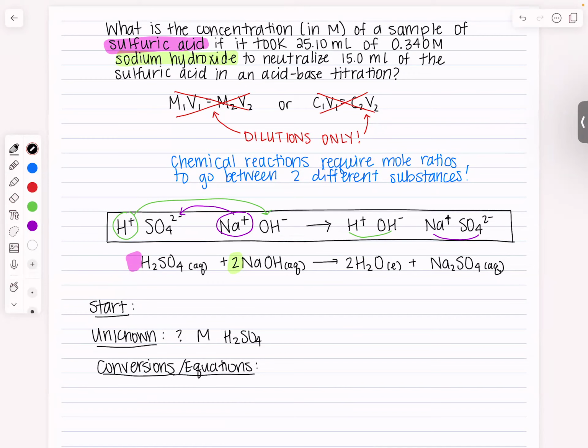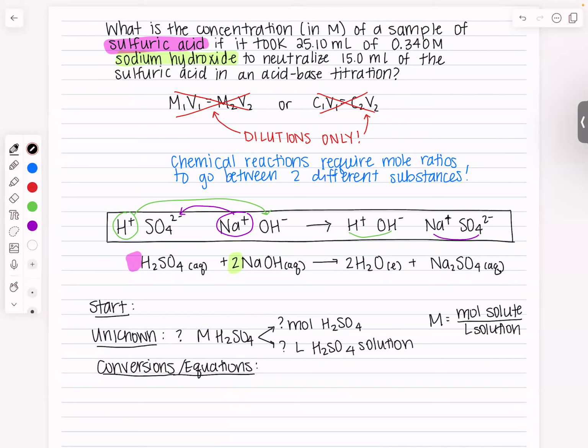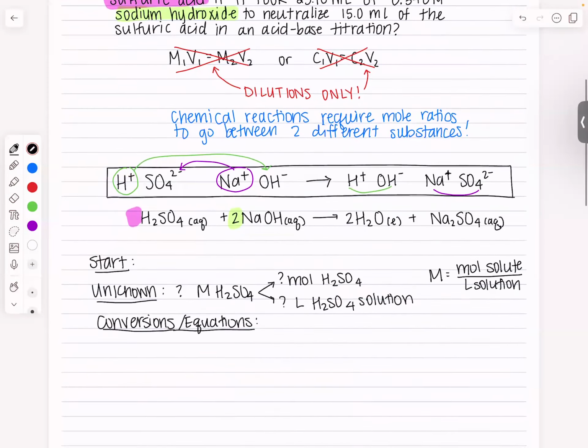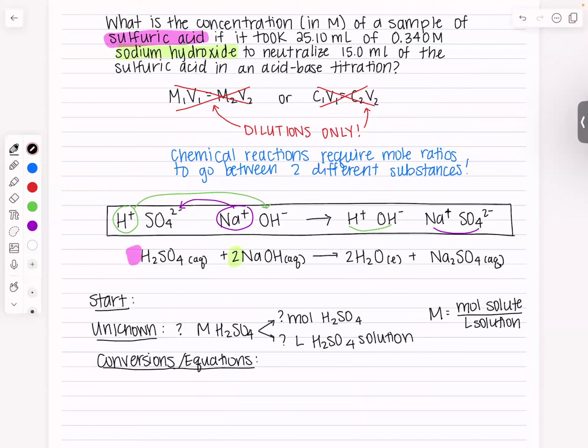So let me write it this way. Molarity is actually 2 units in 1, so derived unit. So really, we're looking for the moles of sulfuric acid, and we're looking for the liters of sulfuric acid solution. Because molarity is moles of solute over liters of solution. So we need to figure out what information we have to start with.